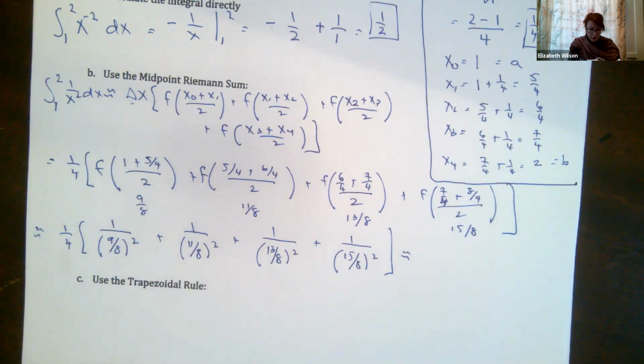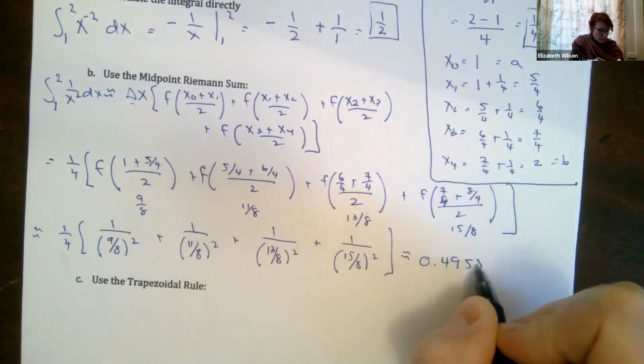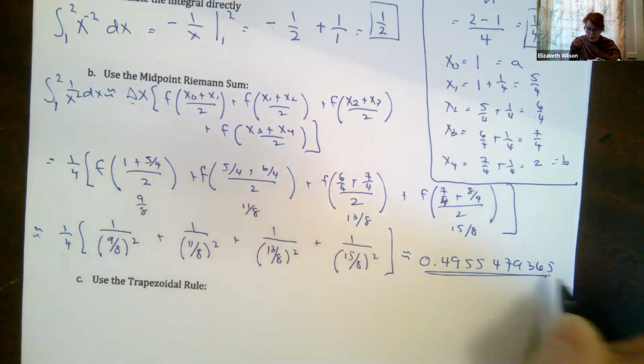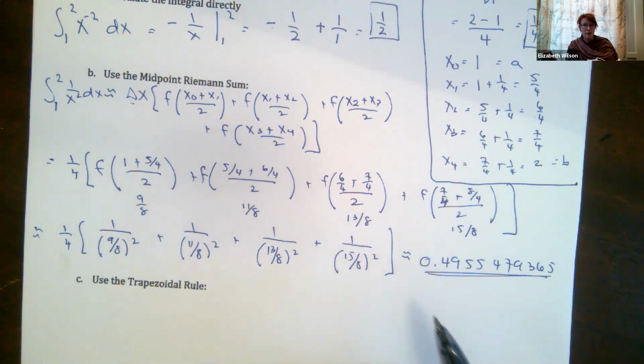All right, so be careful when you plug this in, because if you try to do this all in one long stream, sometimes on your calculator you lose track of numbers. So I tend to do each one individually and then add them all up so I don't lose track. When I did this out, I got 0.4955479365. Why am I going so far out? On an exam, you'd only need to go out about 4 places, but we're going to go far out so we can start to see what the error is as we go farther out.